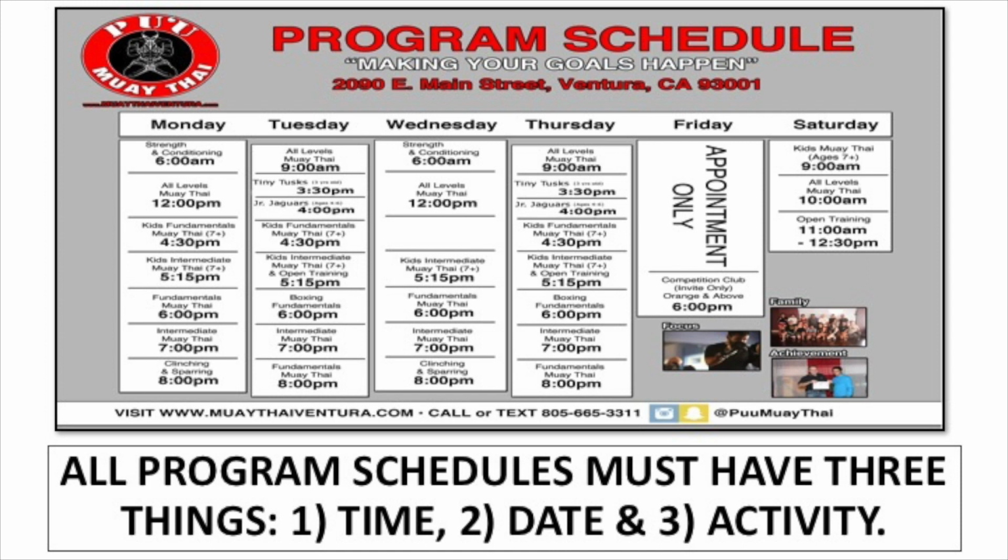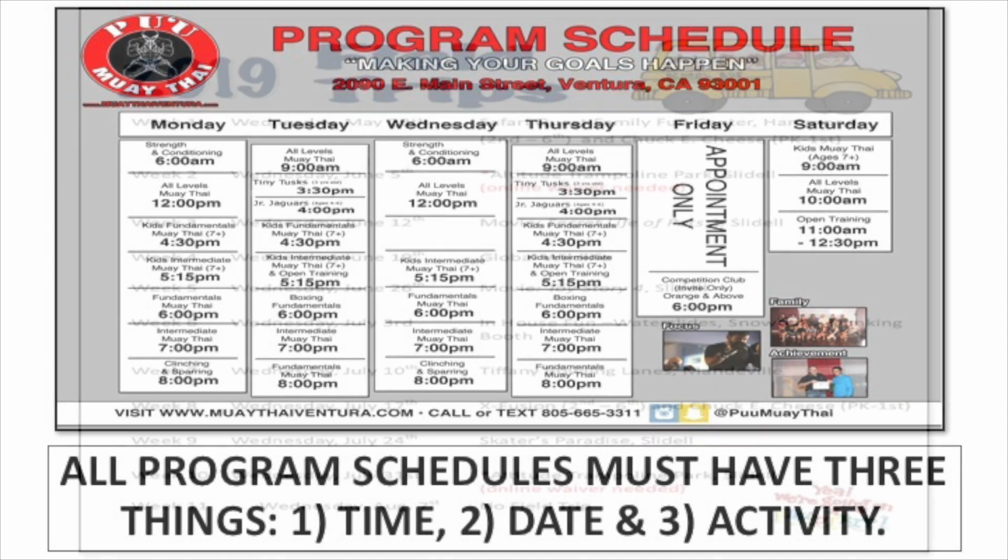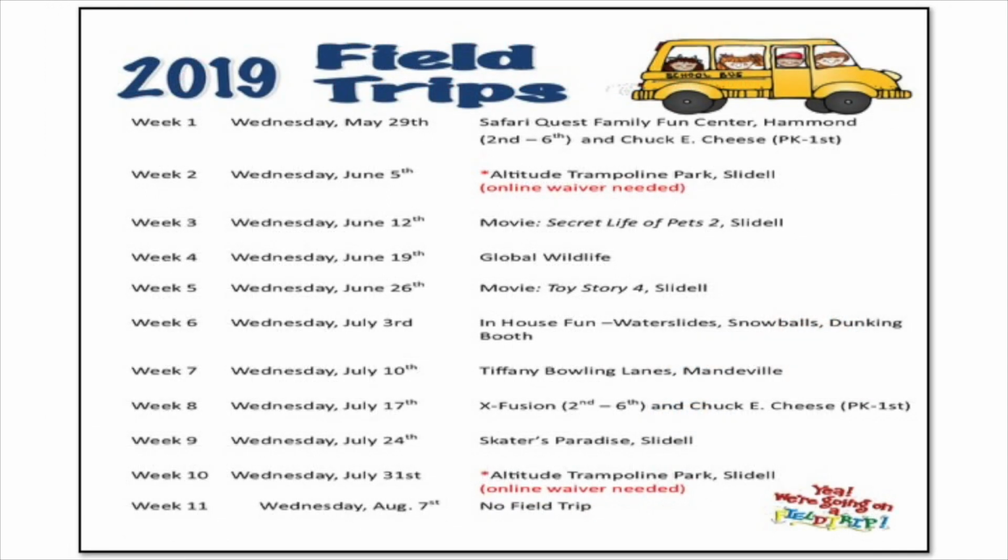All program schedules must have 3 things: time, date, activity. Okay? Because it's longer than a timetable, it has to have the date too. If it runs over numerous days, we need to know which day is what. And here is an example of a field trip program. You see how there's all different weeks, and each week has a different date, and each week has a different activity or a different field trip.